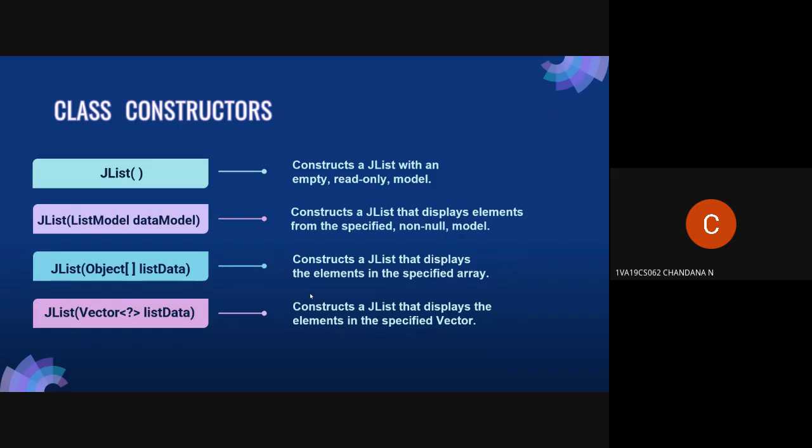The fourth one is called JList vector. It takes a vector as a parameter. Now, what is a vector? A vector is very similar to a dynamic array, but in the case of a vector, the size is not fixed. As and when you want, you can add elements or delete elements, which means a vector can have zero elements or even thousands of elements. So this last constructor will take a vector as a parameter and display the elements. Moving on.